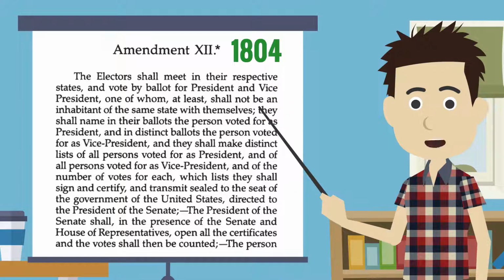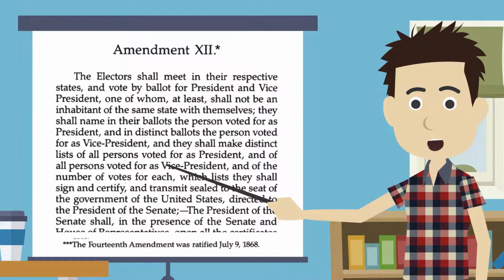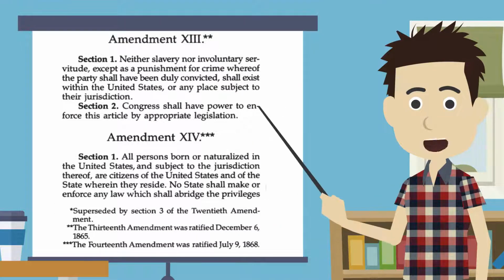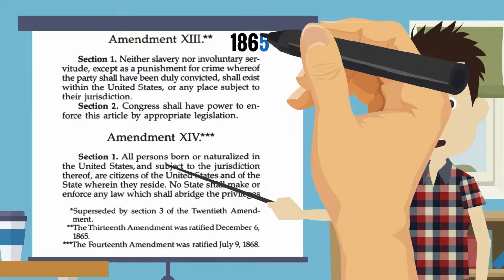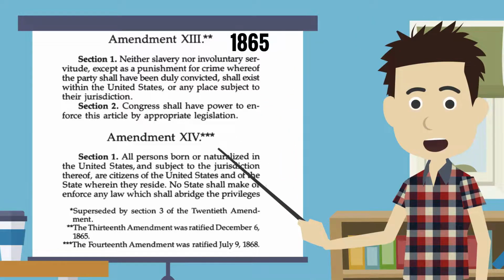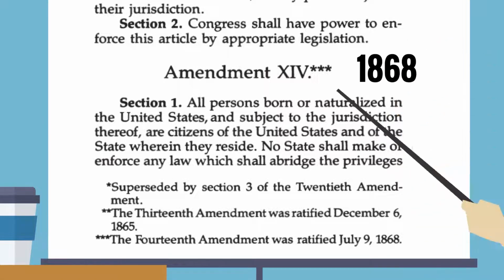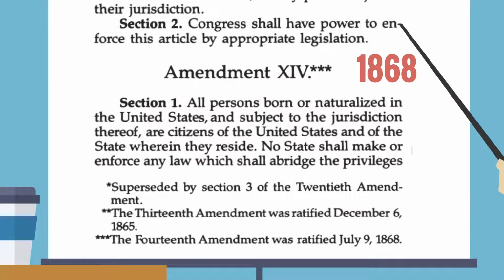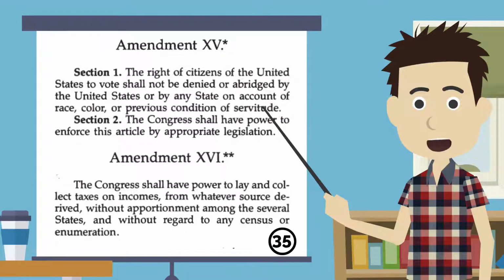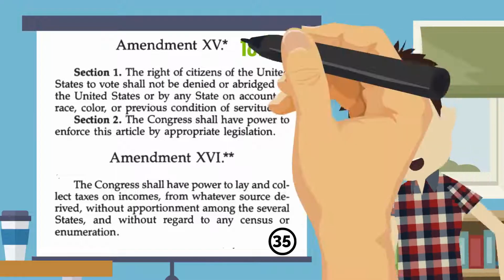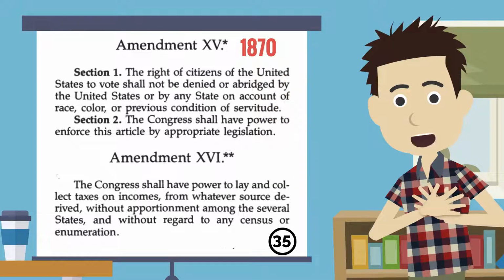Okay. Now, on the next page, turn the page, you'll see Amendment 13. There, right next to Amendment 13, 1865. And I'll do that with you, okay? Here we go. 1865. All right, now below that on the same page, you'll see Amendment 14. Write 1868 next to that one. Now turn the page and look at page 35. Next to Amendment 15, write 1870. Oh, very good. You're really good at writing.